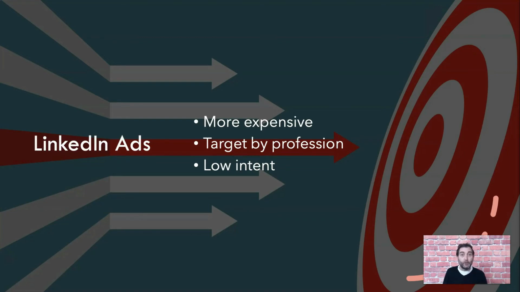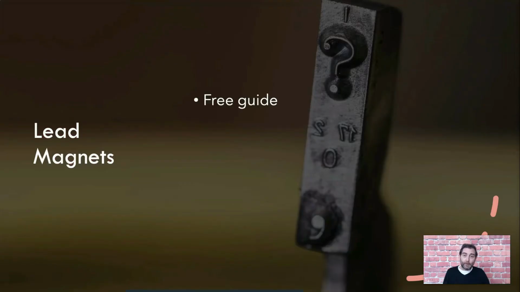But if you're aware of that, you can make Facebook and LinkedIn ads work as long as you add in an extra ingredient into the process. And that extra ingredient is called a lead magnet. So what are lead magnets? Well, a lead magnet can take many forms, but a really common kind of lead magnet is a free guide, some kind of downloadable PDF guide that people can get from your website in return for giving you their name and email address.